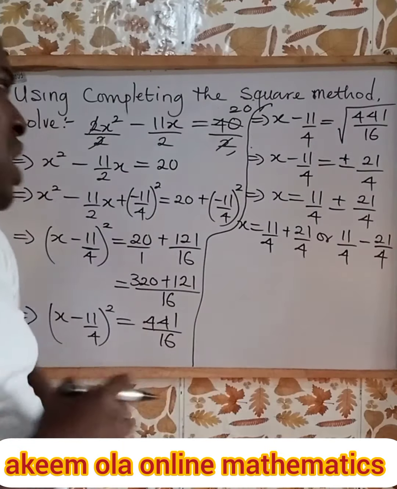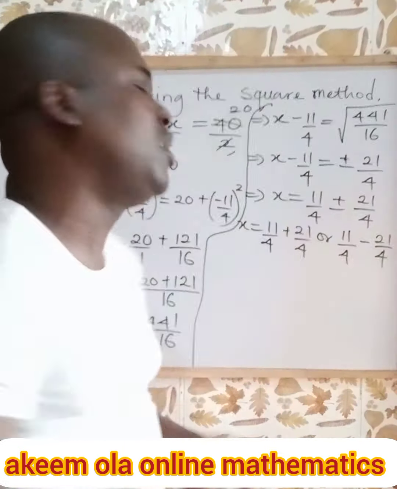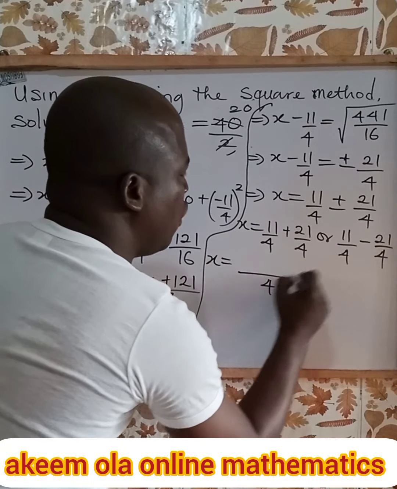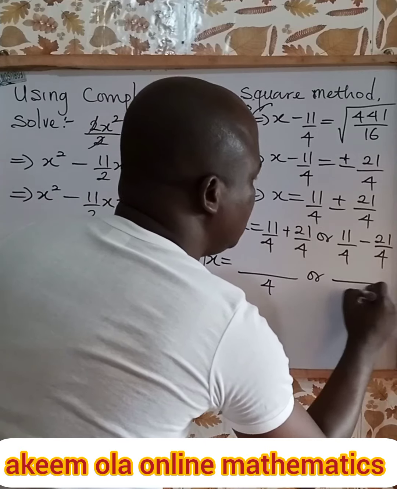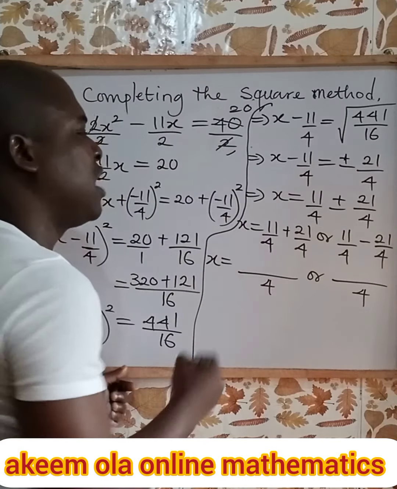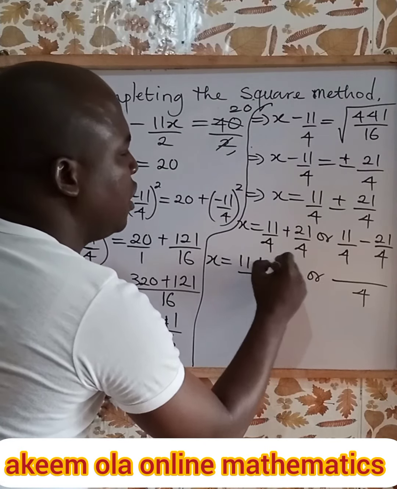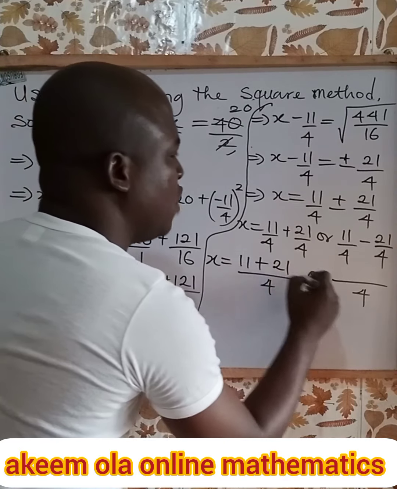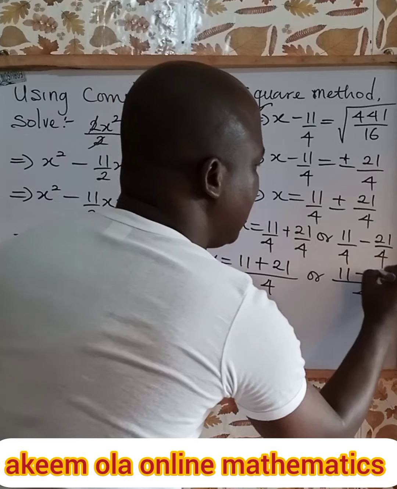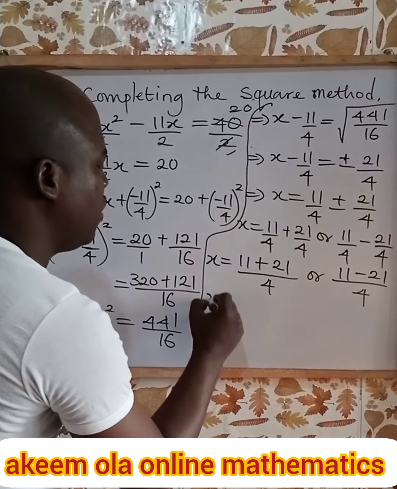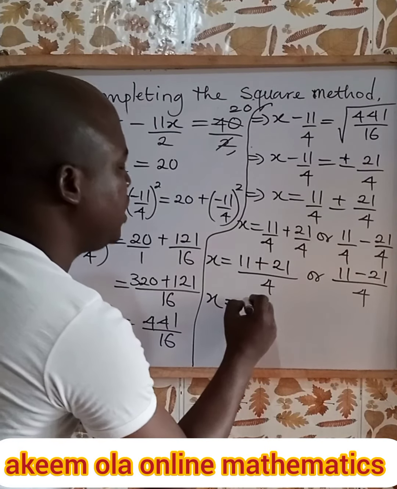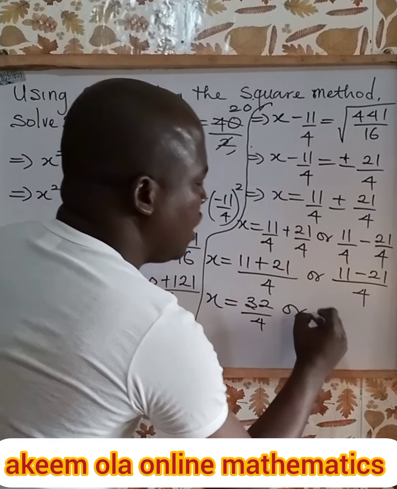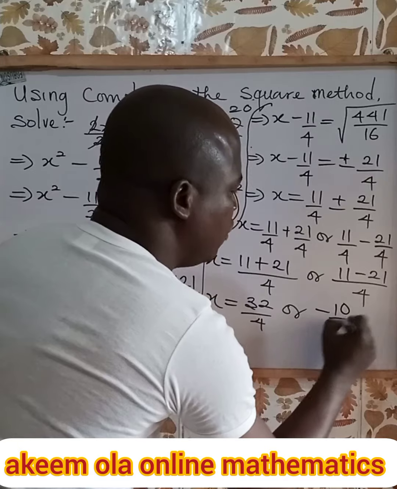From here, we can find the LCM of the denominators. The LCM here is 4, and the LCM here too is 4. 4 in 4 will give us 1, times 11, we have 11. Plus, 4 in 4 will give us 1, times 21, we have 21. This one will give us 11 minus 21. That will now give us 11 plus 21, which is 32 all over 4, or minus 10 all over 4.